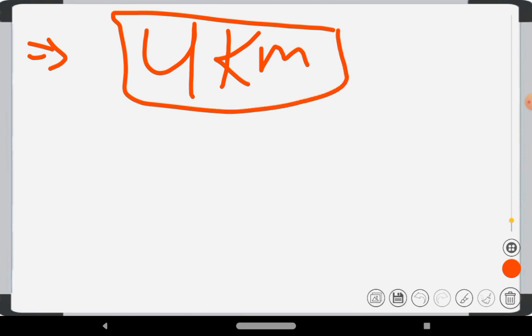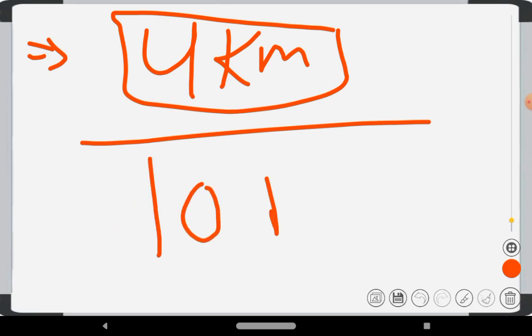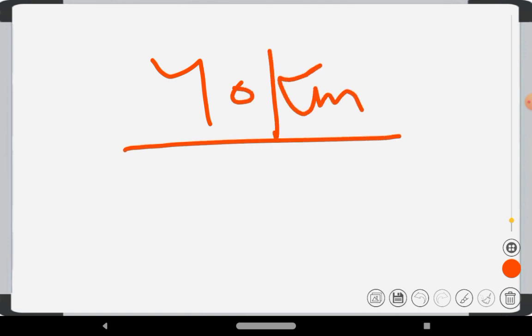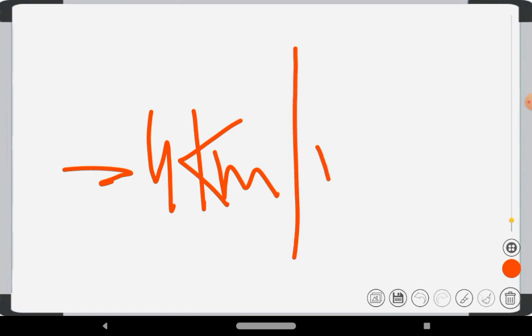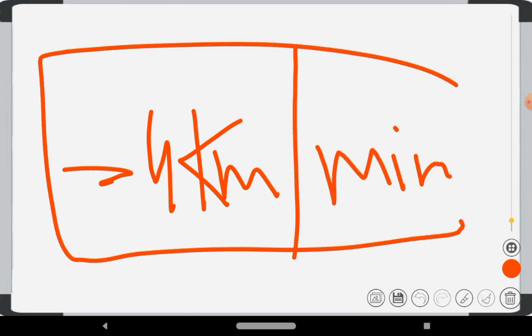So for velocity, let's say the displacement is 4 kilometers, and the time taken is 10 minutes. So what will be its velocity? So we will divide and we will get the velocity. Like if I am traveling, 40 kilometers is my displacement, and I am traveling it in 10 minutes, so the answer will be 4 kilometers a minute. This is my average velocity.